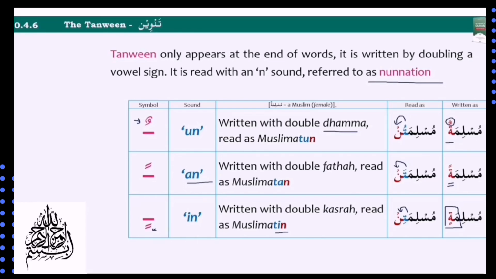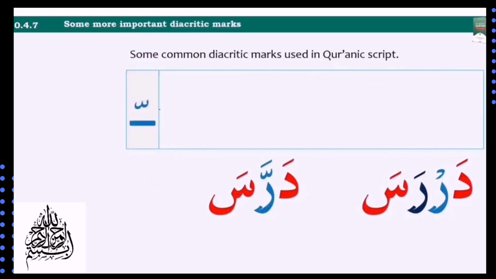Further to the vowels and tanween, we also have other symbols. For example, the shadda. Shadda is written above the letter, and it really is representing the doubling of the letter. So we have the first letter, which has sukoon, and the second letter, which has the vowel sign. It could be fatha, dhamma, or kasra. For example, here we have darrasa. So instead of writing the ra twice, in Arabic they use the shadda, and you put the vowel on top.